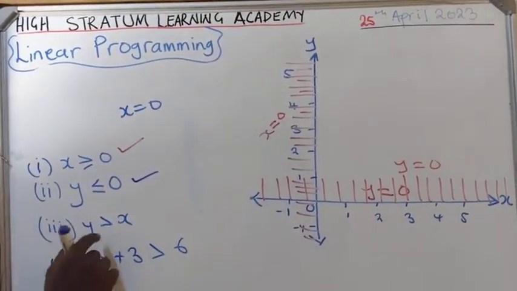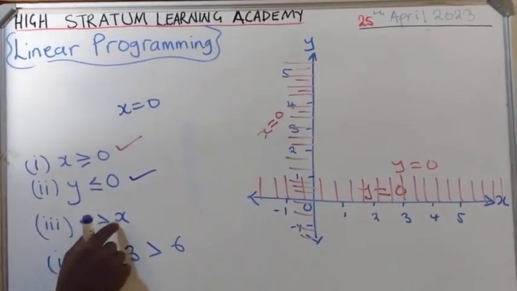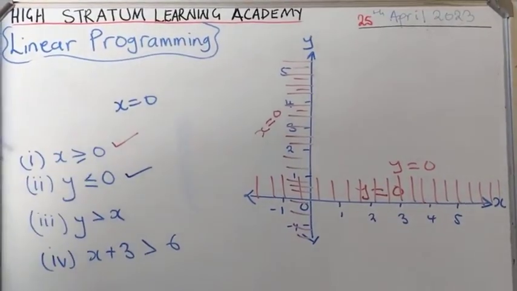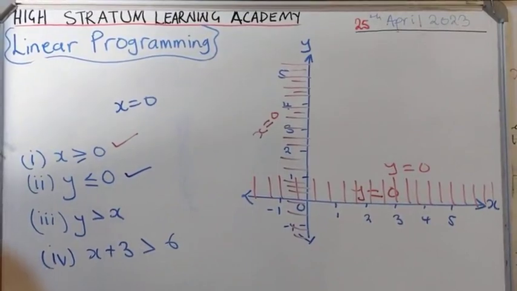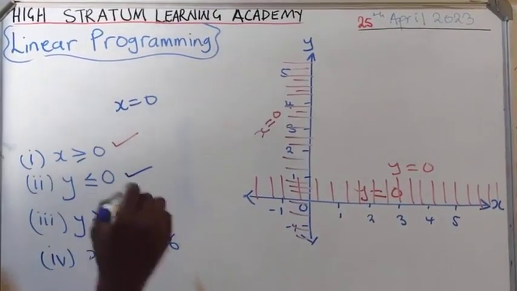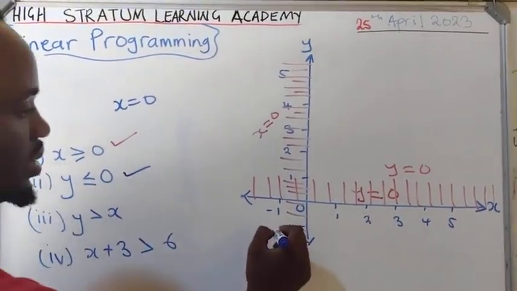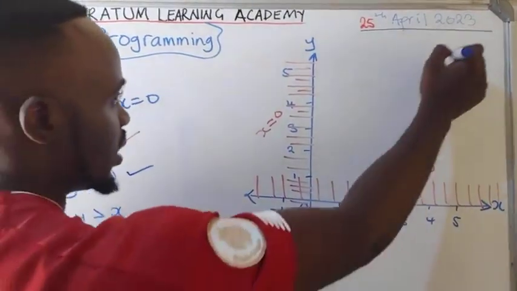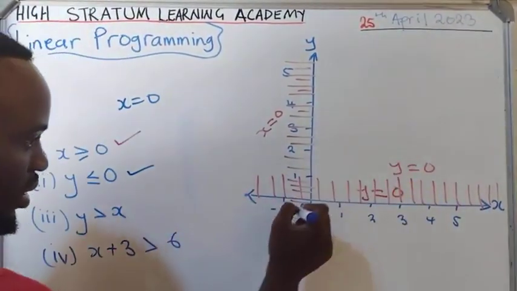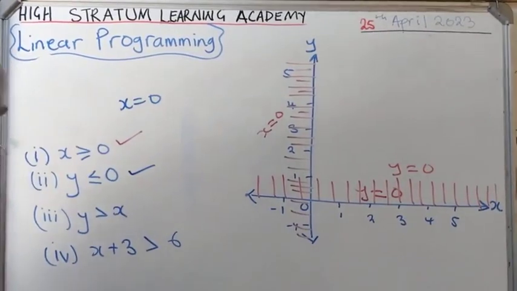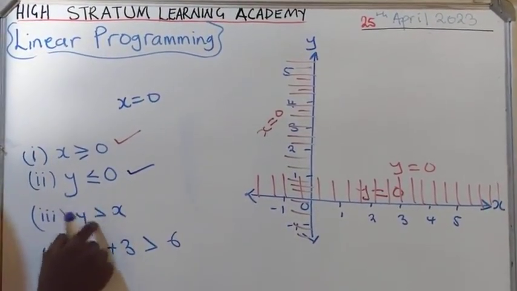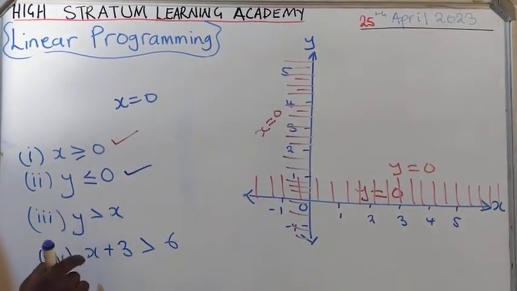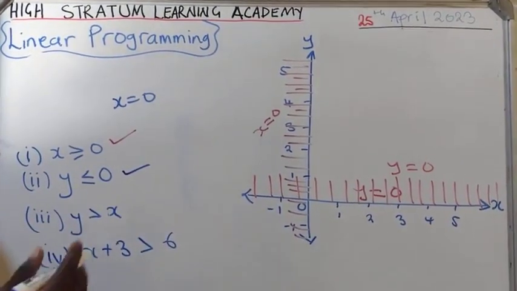We come to this one. y greater than x. If you recall what I said earlier, the line y equal to x passes through the middle. Now before we draw, we have to look at the inequality sign, the symbol. This symbol is just saying greater. There's nothing like equal to.